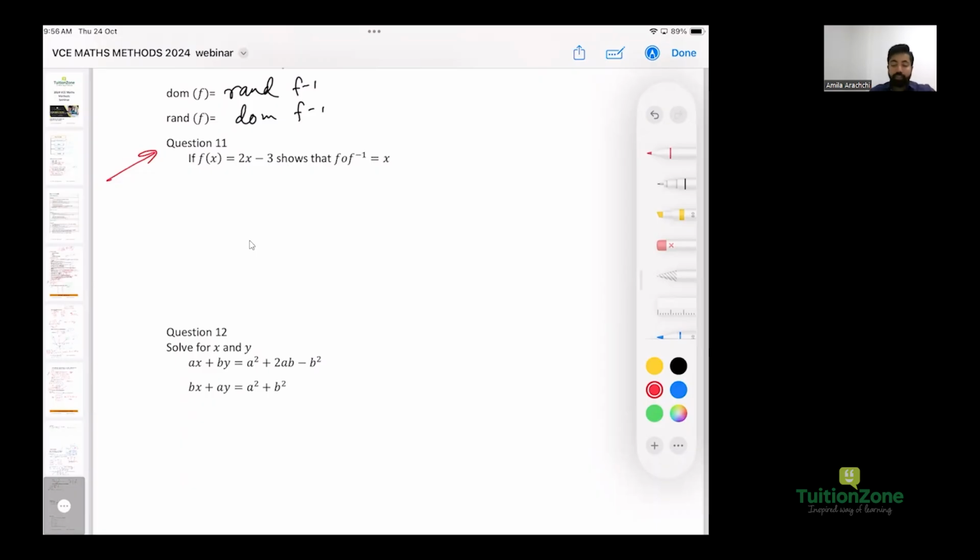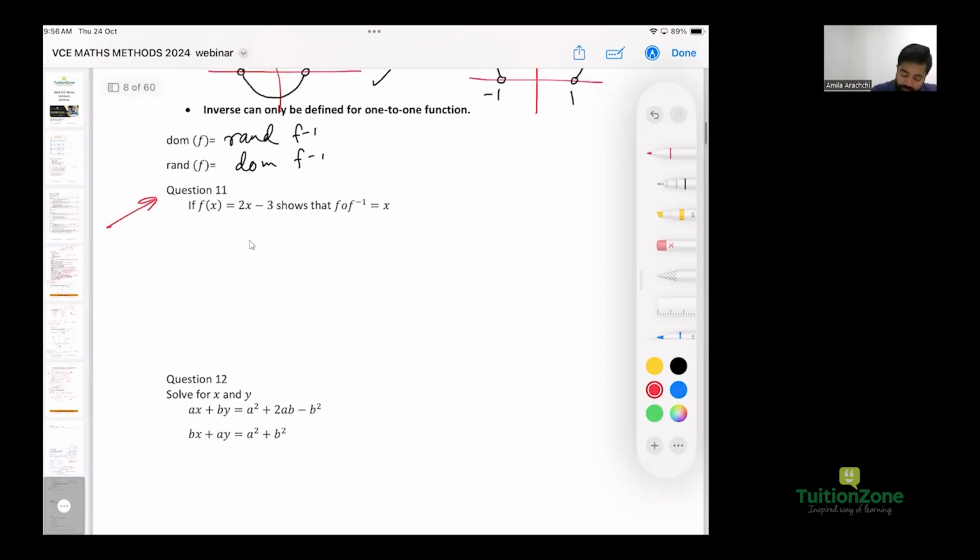First thing is find the inverse. How do you find the inverse? So this y is equals to 2x minus 3. Inverse means switch the x and y always, and so switch them. X is equals to 2y minus 3. X plus 3 equals to 2y. Y is equals to x plus 3 over 2. So that's the inverse.